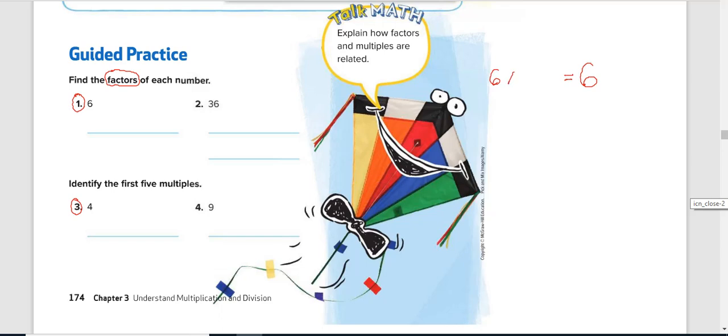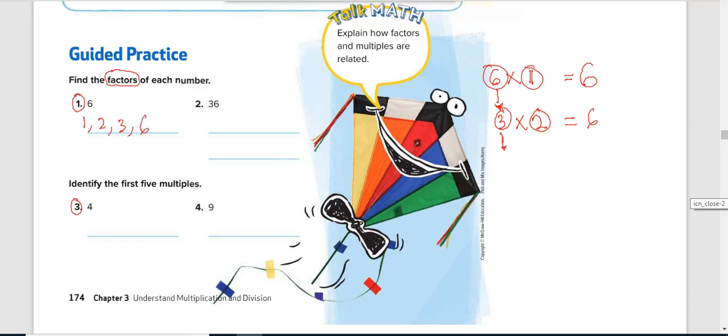Remember to always start from the number itself, 6 times 1. Next, I look at this 6. Can I break it down? Yes. If I divide 6 by 2, it will give me 3. So that means that 3 times 2 is also 6. Okay, I look at it again. Can I still break 3 down? No. So these are the factors of 6: 1, 2, 3, and 6.